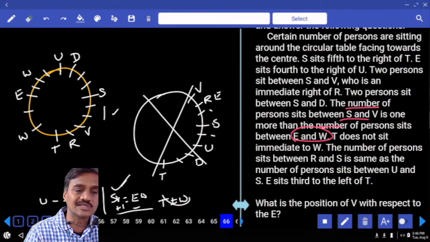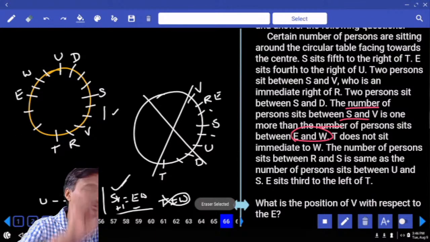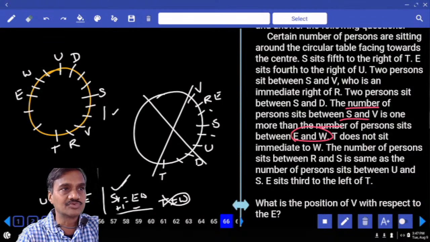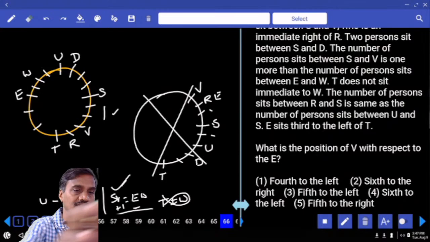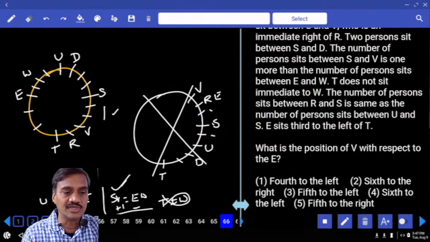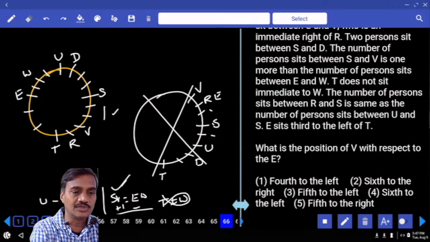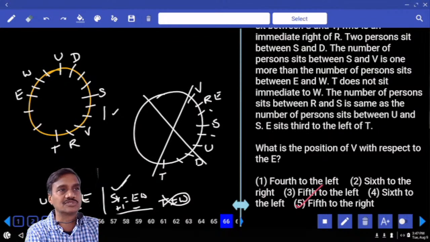And out of which T and W are not adjacent to each other. Hence W cannot be at this place, W must be here. Done with this one, this is the final arrangement. Then what is the position of V with respect to E? Position of V with respect to E: 1, 2, 3, 4, 5. Hence fifth to the right, that is choice 5, question number 66.